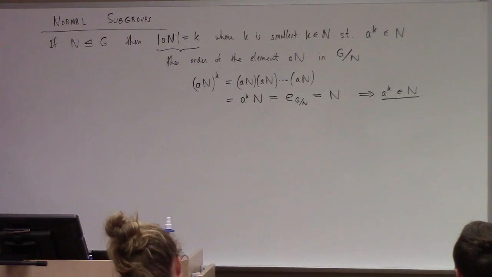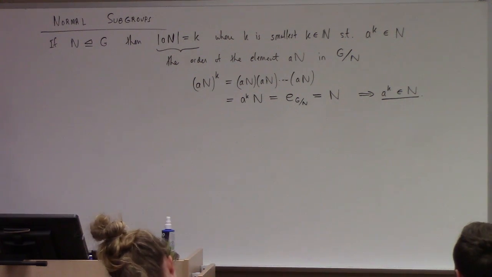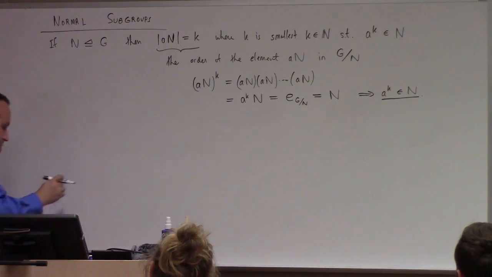So what can you say about the order of a coset? It certainly can't be more than the order of its representative, right? Okay, so it has to divide the order of the representative, in fact. All right.